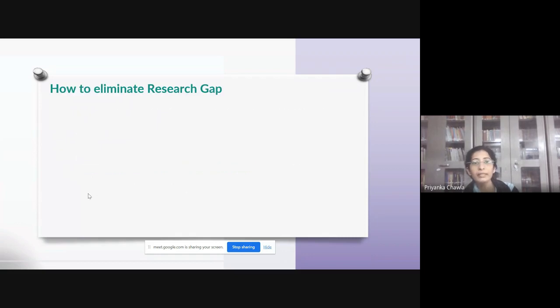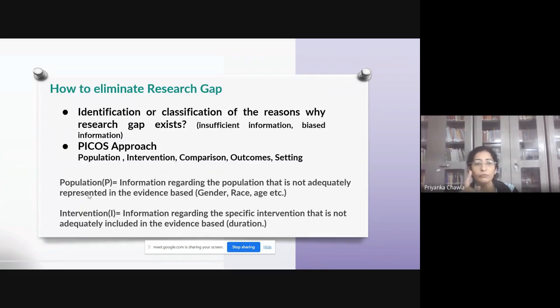So how to eliminate this research gap? For that, you have to apply the PICO approach. PICO means population, intervention, comparison, outcome, and setting. Population means some studies have not adequately represented the evidence based on gender, race, age. So this population part is not properly covered. Based on this, you can identify the gaps.